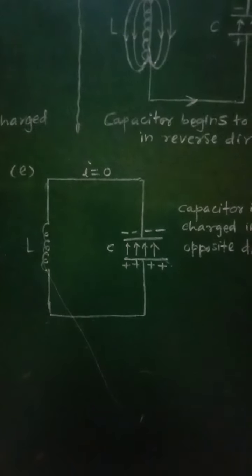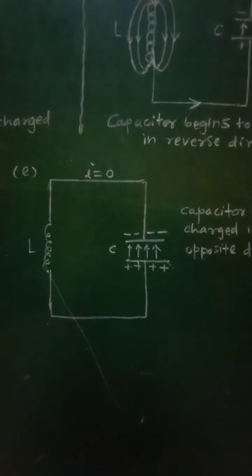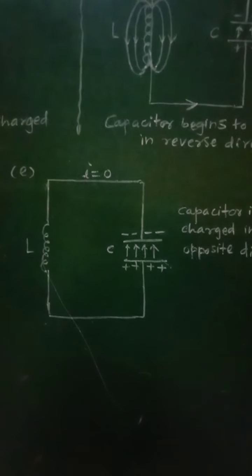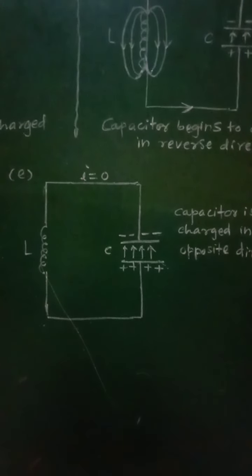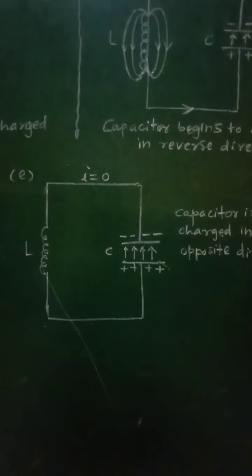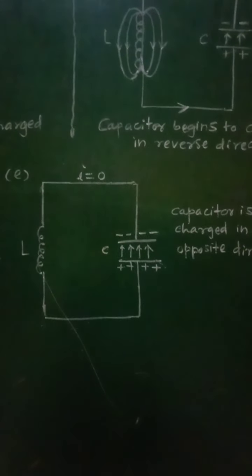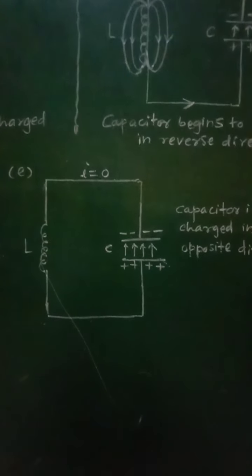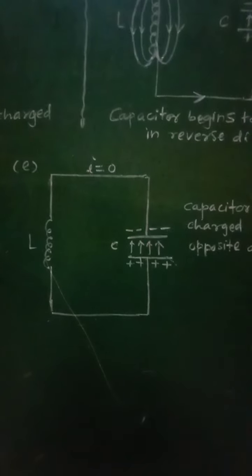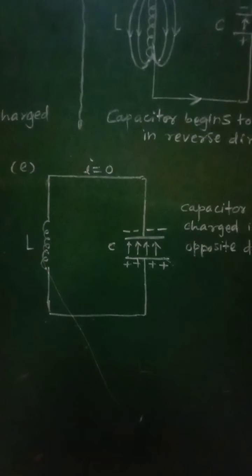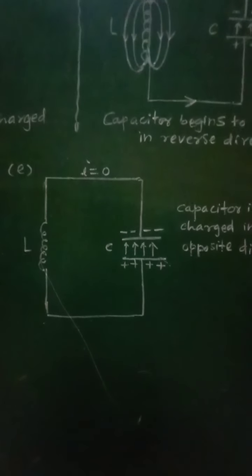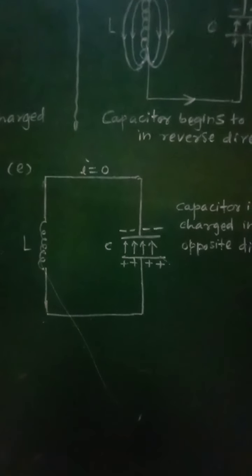The first reason is that every inductor has some resistance which causes the loss of energy as heat energy, and therefore the amplitude of oscillations goes on decreasing and finally it will die out, that is, it will vanish. So in the first reason, due to some resistance of the inductor, the oscillations will be damped.